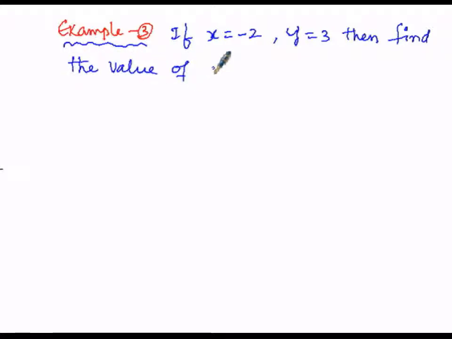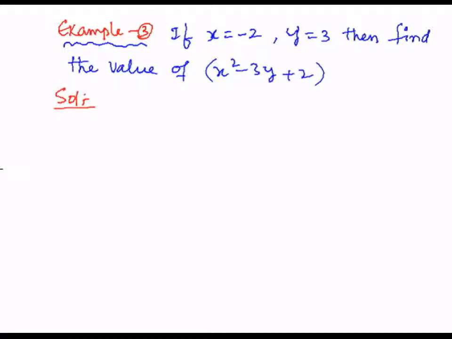x square minus 3y plus 2. We have to find out the value of this expression, x square minus 3y plus 2, consisting of 3 terms. The first term is positive x square, whose coefficient is 1. Then the second term is 3y with a negative sign, and the third term is 2, that is the constant. This expression consists of 2 variables, that is x and y. Then now the solution starts.